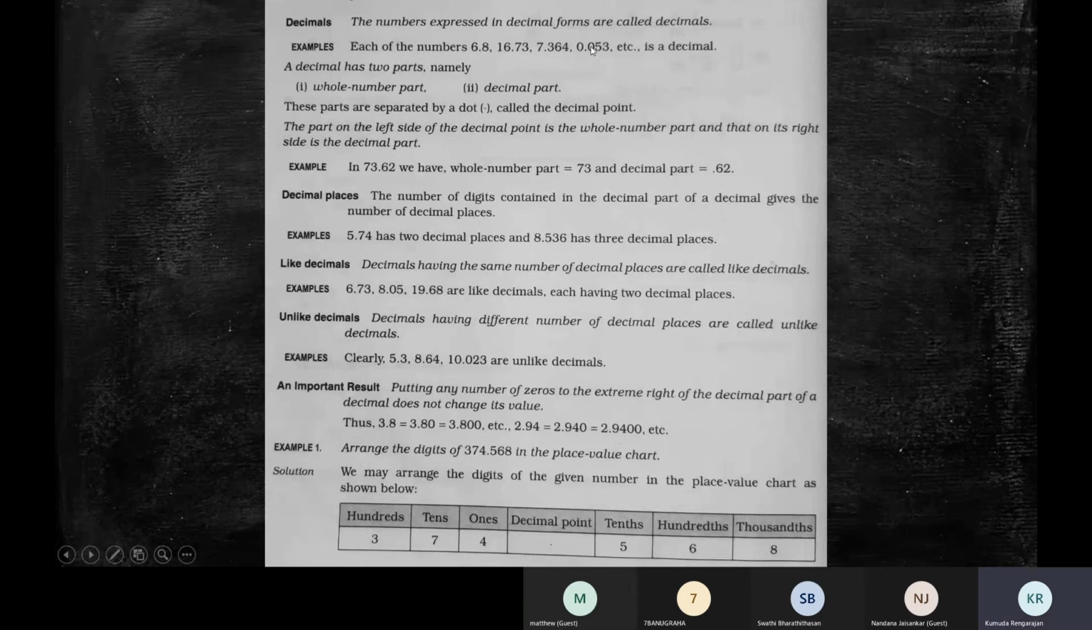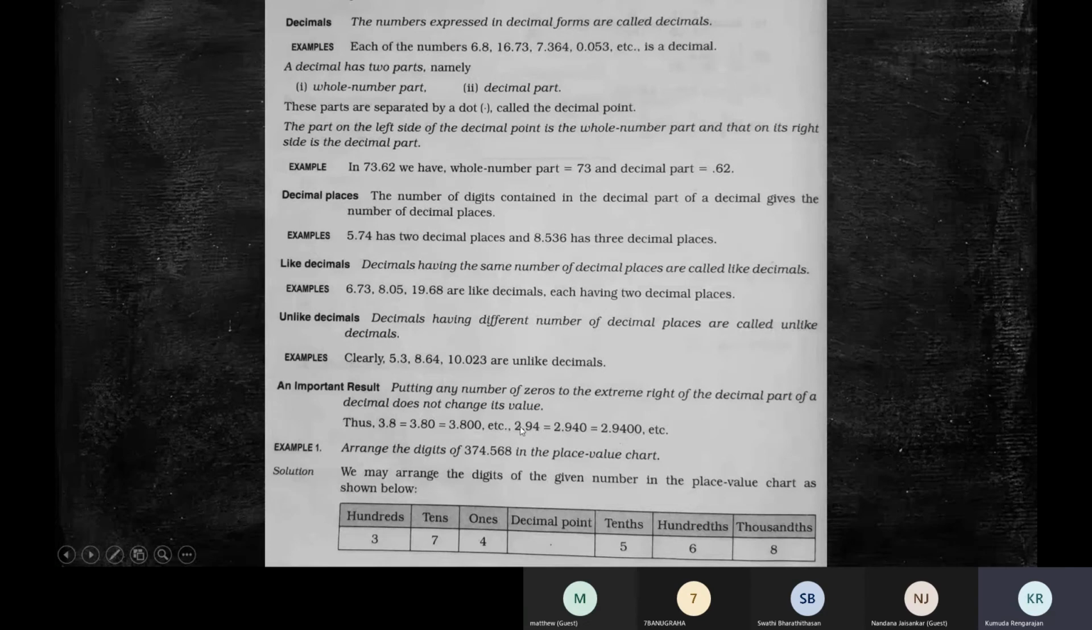Here the 0 is significant. It has value. But if you add zeros to the extreme right or to the extreme left, it has no value. The value of the given decimal does not change. Look at this: 3.8, 3.80, 3.800, all are the same. The 0 here is not significant, has no value. It doesn't change the value of the decimal.